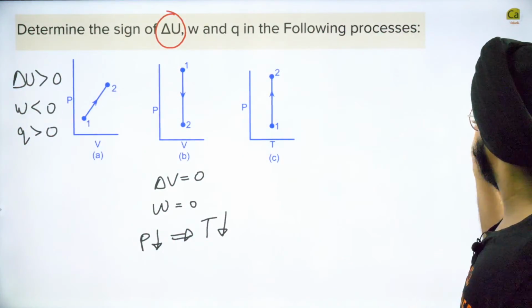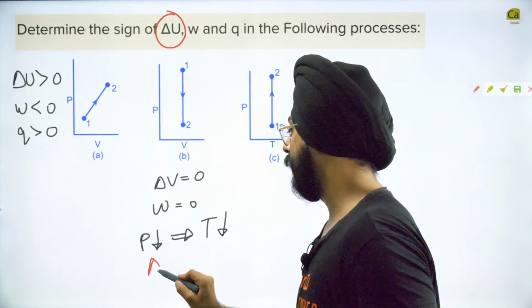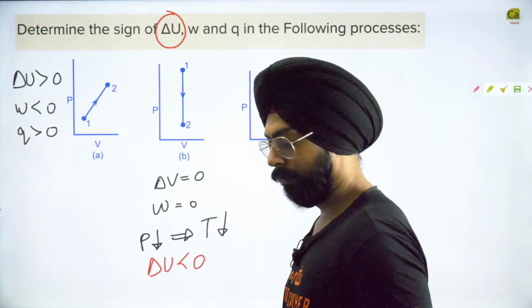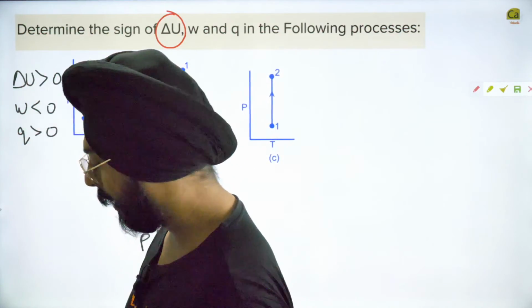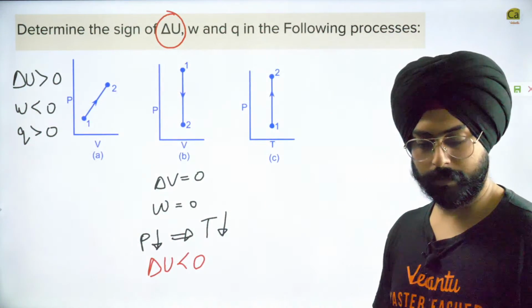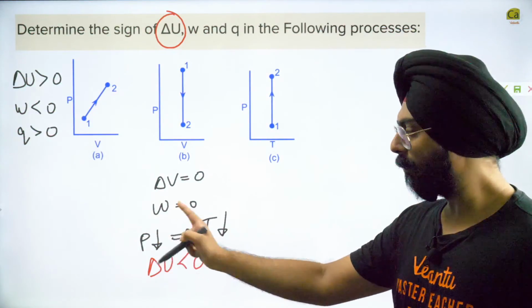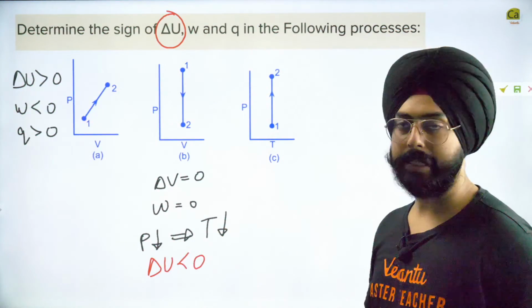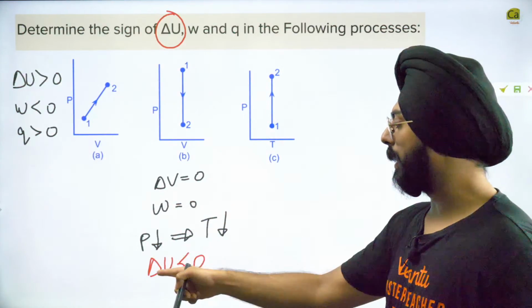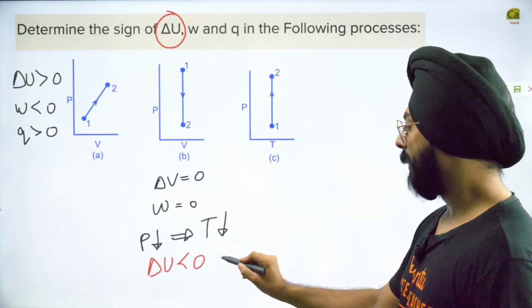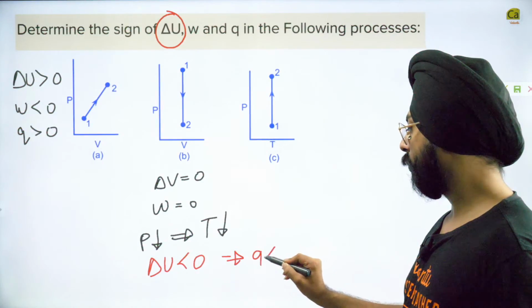So my dear friends, because temperature is decreasing, I can say delta U is less than 0. Internal energy change will also be negative. So P decreases, temperature decreases, implies delta U also decreases. So since work is 0, delta U is less than 0, this implies Q is also less than 0.